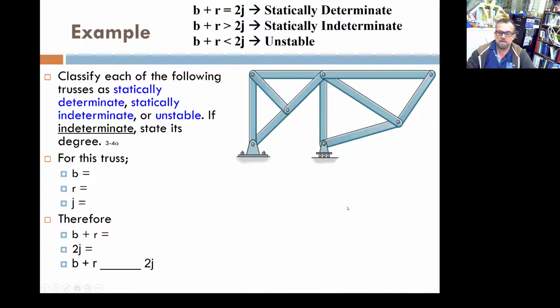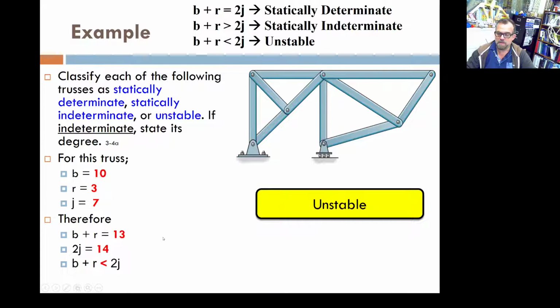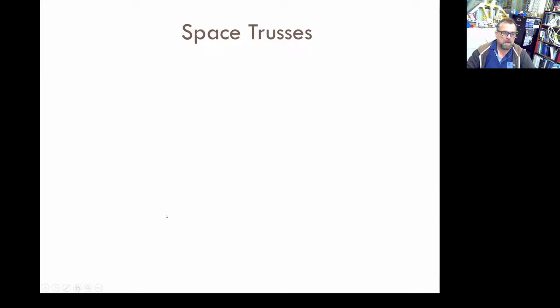And this one, I don't even have to do it, and you don't even have to do it. Look at this. Any load that you apply here, this is going to slide because there's nothing holding it here. How do you make this stable? Putting a bar there. But for the time being, that's unstable. Okay, now, that was 2D trusses.